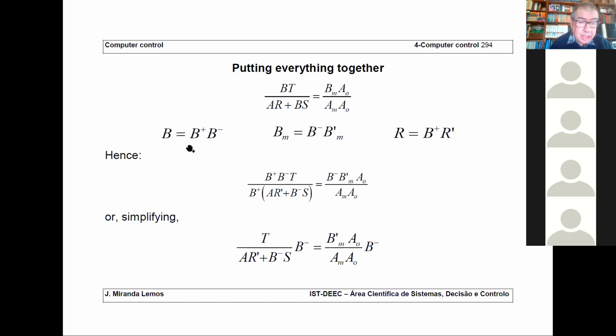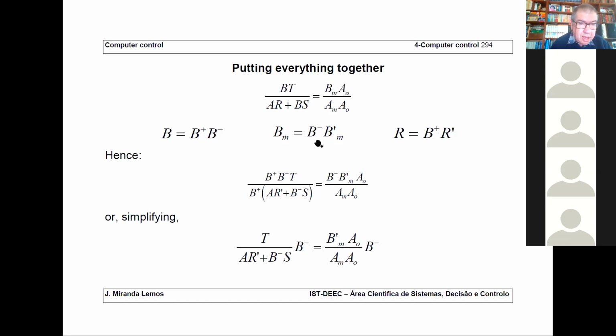B plus is monic and has all the zeros that I want to cancel. And B minus is the remaining part and contains the zeros that I don't want or I cannot cancel. Okay. Now we came to the conclusion that B minus is a factor of Bm and B plus is a factor of R. So we have these two expressions. So let's put all these three things there. So B is B plus B minus, Bm is B minus B prime M.